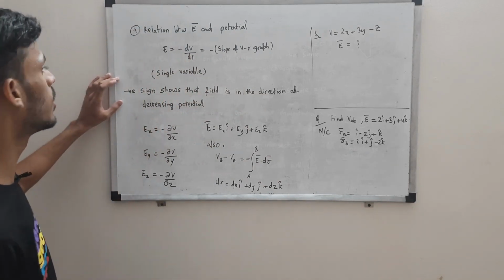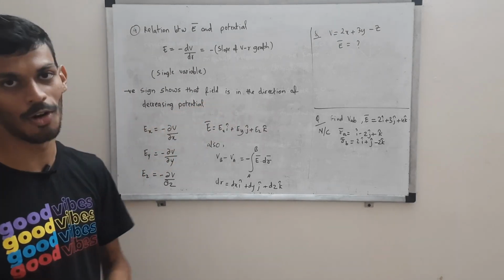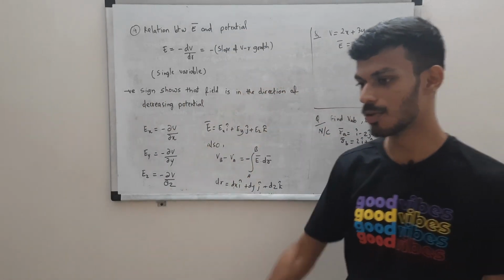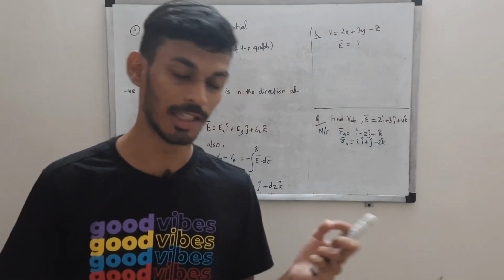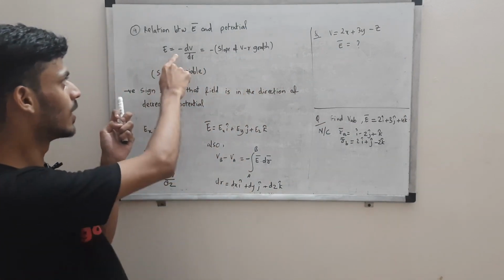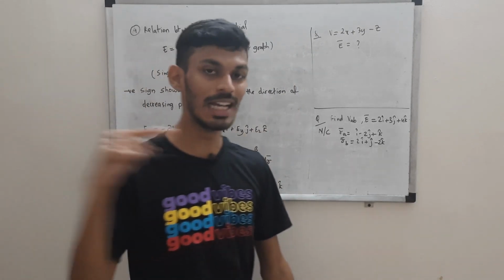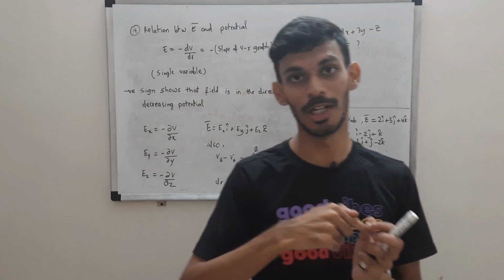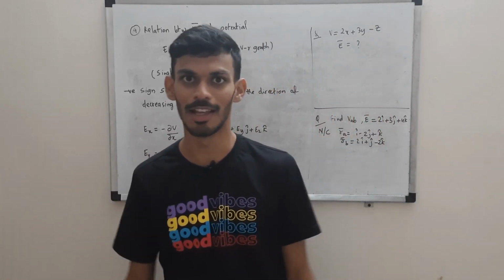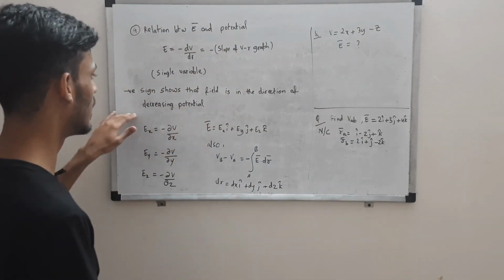Here it is important to remember that the negative sign shows that the field is in the direction of decreasing potential. Initially we discussed that the field goes from higher potential to lower potential. So the negative sign in E = -dV/dr shows that the field is in the direction of decreasing potential. If you remember the first question, it was from 20 to -40. The field is in the direction of decreasing potential.